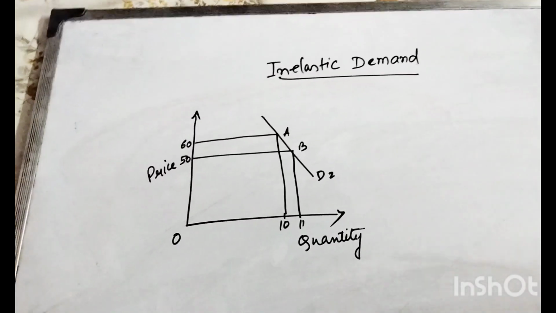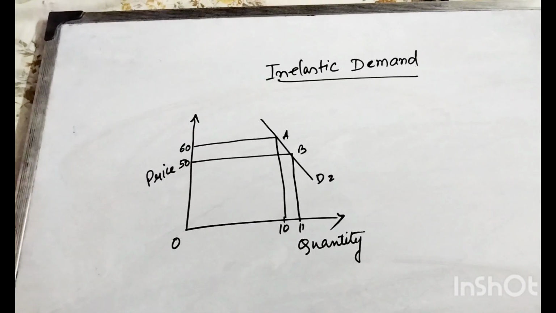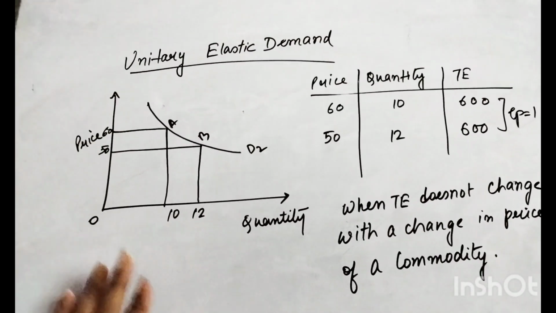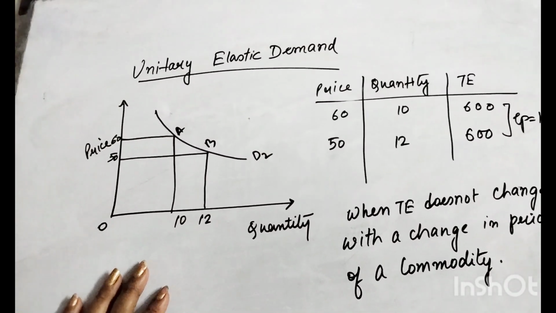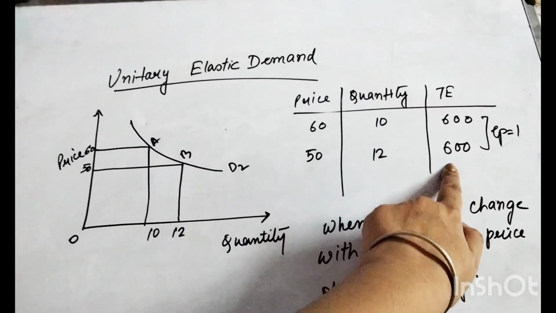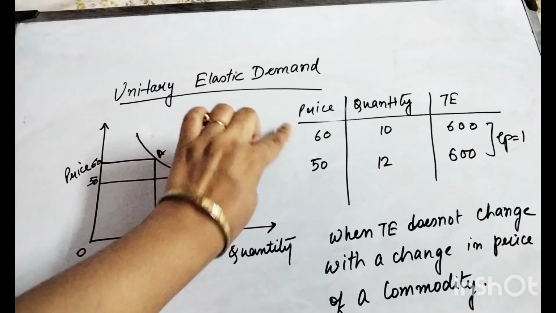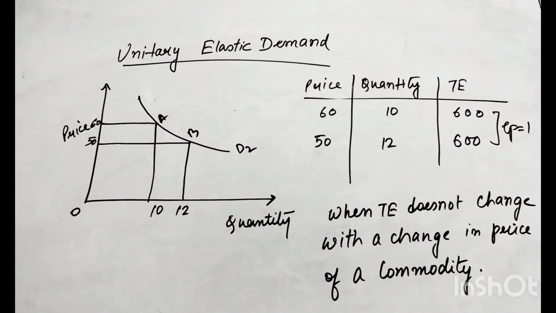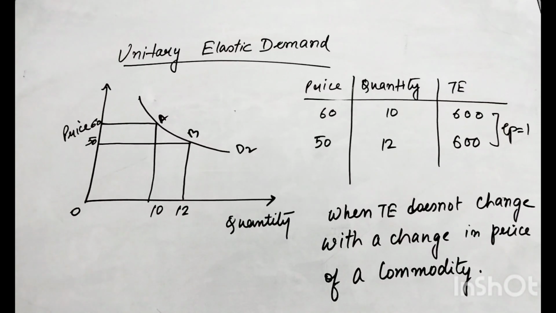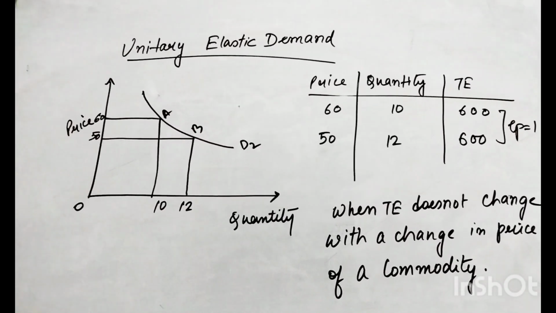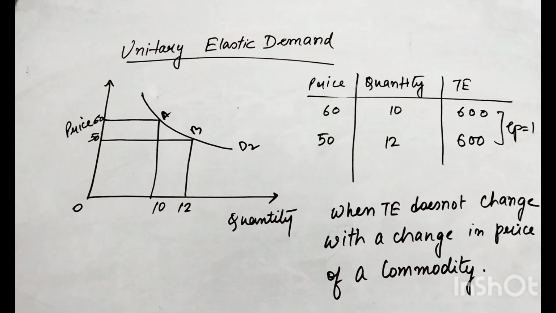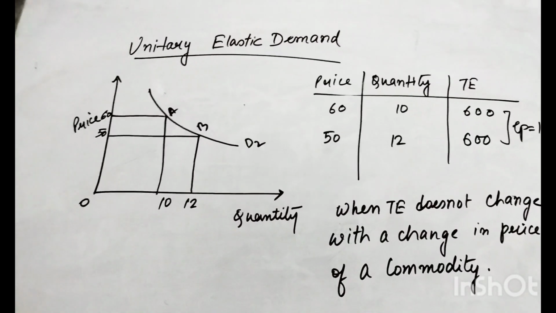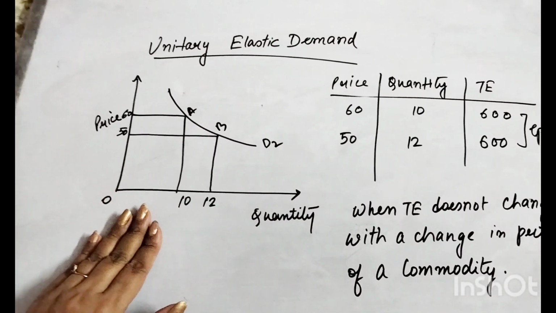Now the last one, which is unitary elastic demand. Let us look at that diagram. This is the case of unitary elastic demand. What we can see is that the total expenditure does not change, it remains the same. Even if the price falls or increases, total expenditure remains the same. In the case of a fall in the price, total expenditure is 600, and in the case of an increase in the price, total expenditure is also 600. So when there is no change in the total expenditure, even with a rise or fall in price, that is called unitary elastic demand. This is the case of the demand curve.